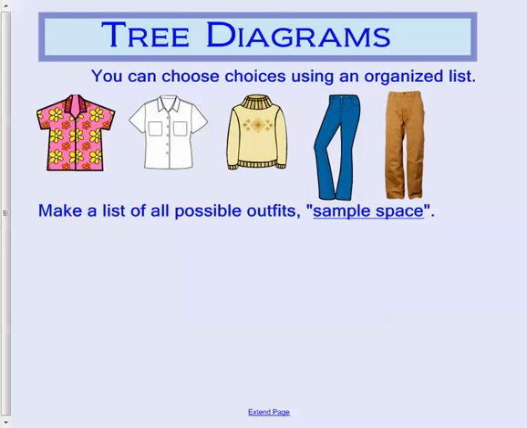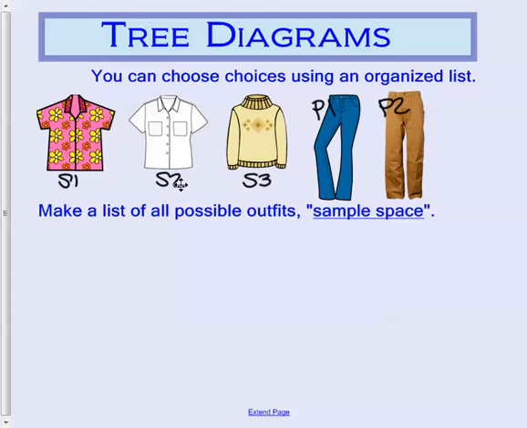Today we're talking about compound events, in particular using tree diagrams. So if we wanted to make a list of possible outfits, this would be our sample space. We have shirt 1, shirt 2, shirt 3, pant 1, and pant 2.